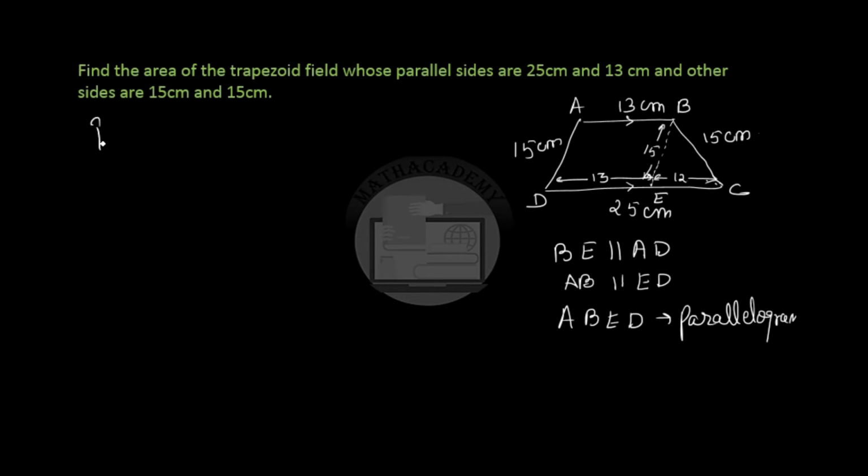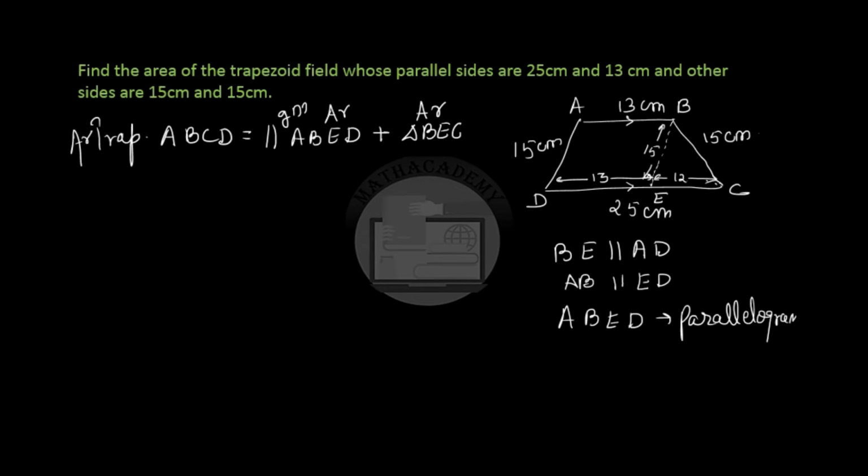So now our trapezoid ABCD is divided into a parallelogram (this is the short form of parallelogram) ABED and a triangle BEC. If we find the area of this and the area of this and add it, we get the area of trapezium ABCD. So let us just try to find the area of triangle BEC first.